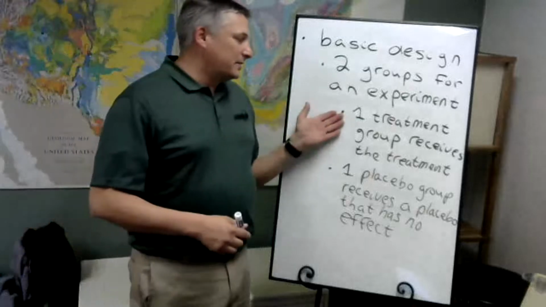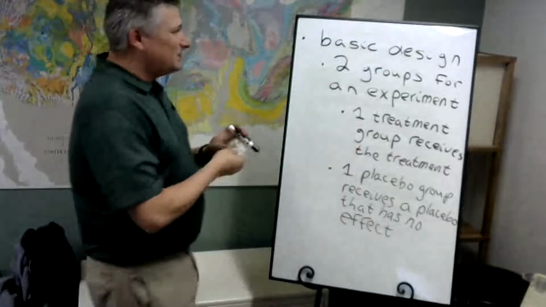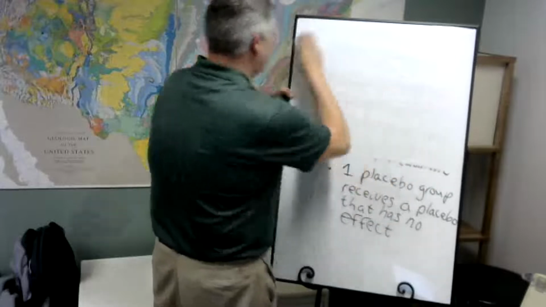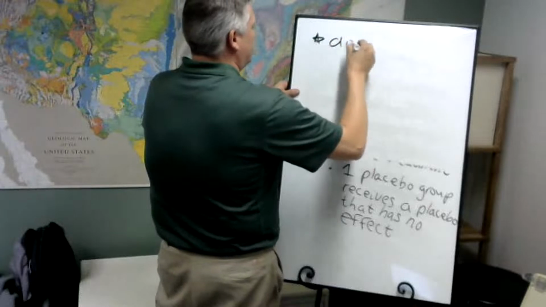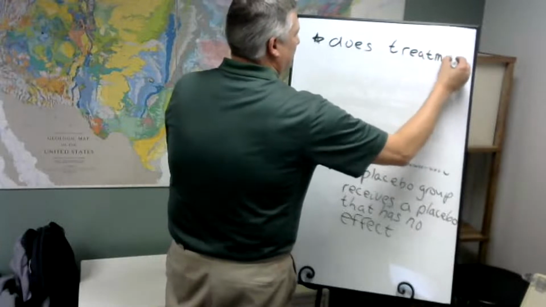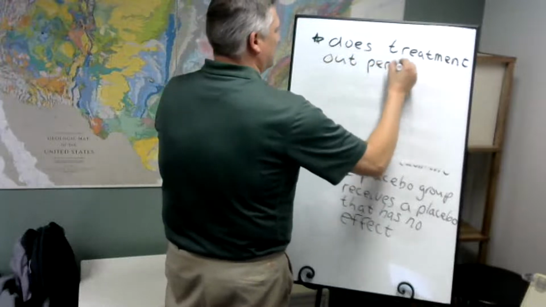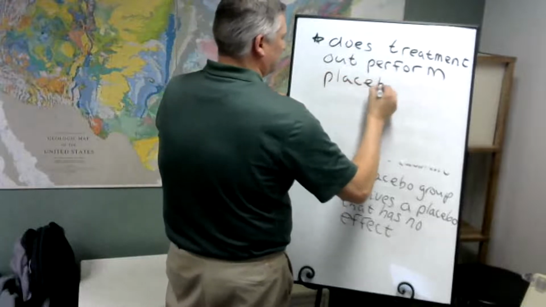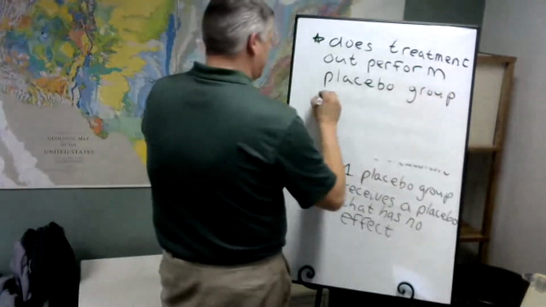So one group is going to get a treatment. One group is thinking they're getting a treatment, but they're getting a placebo. And basically what we're looking for is, does the treatment group outperform the placebo group? And then we're going to add to this significantly.